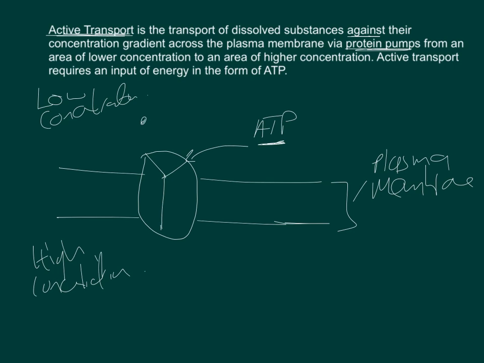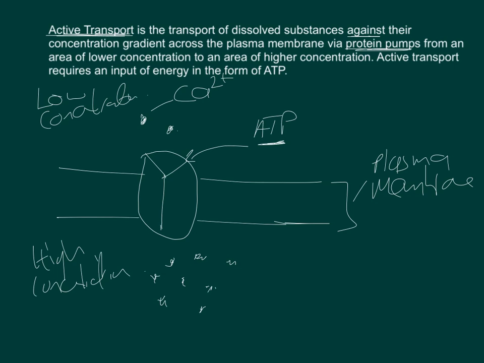Let's take a substance. Say there's two. Let's make it an ion, let's make it calcium. And then on this side, we've got a higher concentration. So we've got two calciums on one side, 1, 2, 3, 4, 5, 6, 7, 8 on the other.